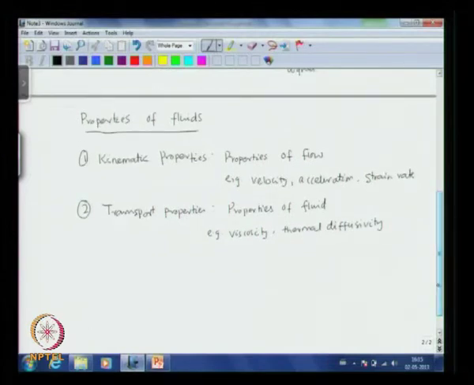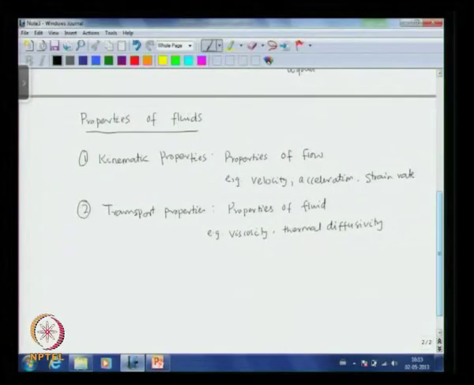Then we have thermodynamic properties. Thermodynamic properties will state the thermodynamic state of a fluid, and the examples of thermodynamic properties are pressure, temperature and density.